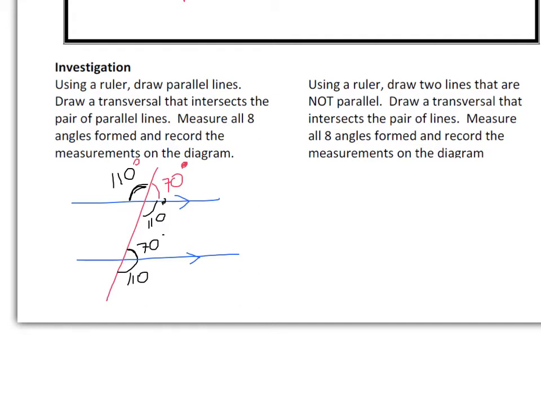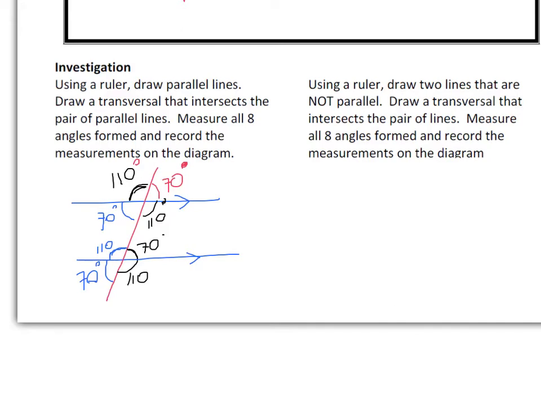And again on the other side, this angle right here is corresponding to this one, and this one's going to be corresponding to that one. So let's just fill those in. Okay, so there is our diagram.